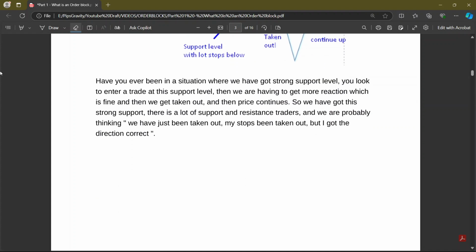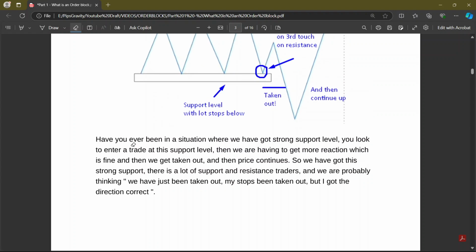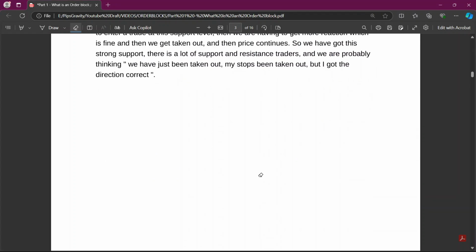Okay, let me read it for you. So, have you ever been in a situation where we have got a strong support level? You look to enter a trade at this support level, then we get more reaction, which is fine. Then we get taken out, and then price continues. So we have got this strong support. There's a lot of support and resistance trade, and we are probably thinking we've just been taken out. My stop loss has been taken out. So it's just explaining what's happened right here.